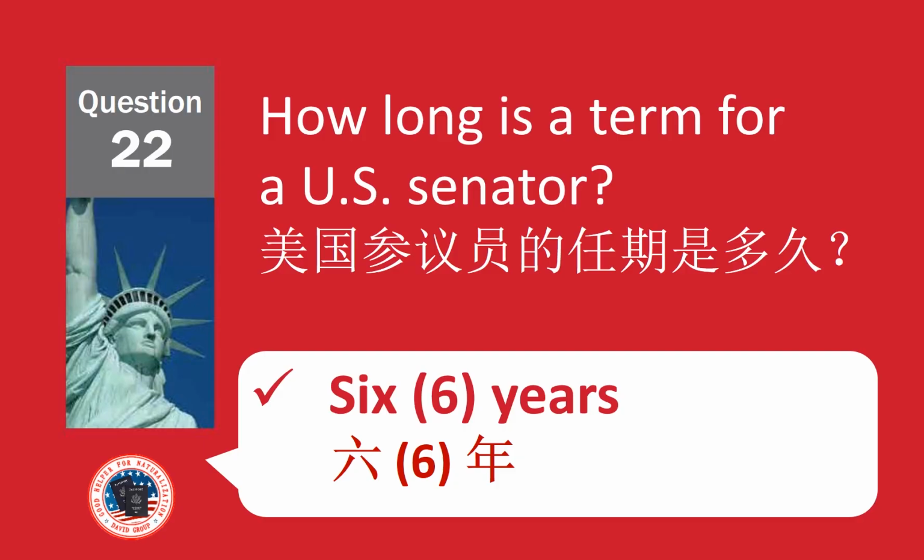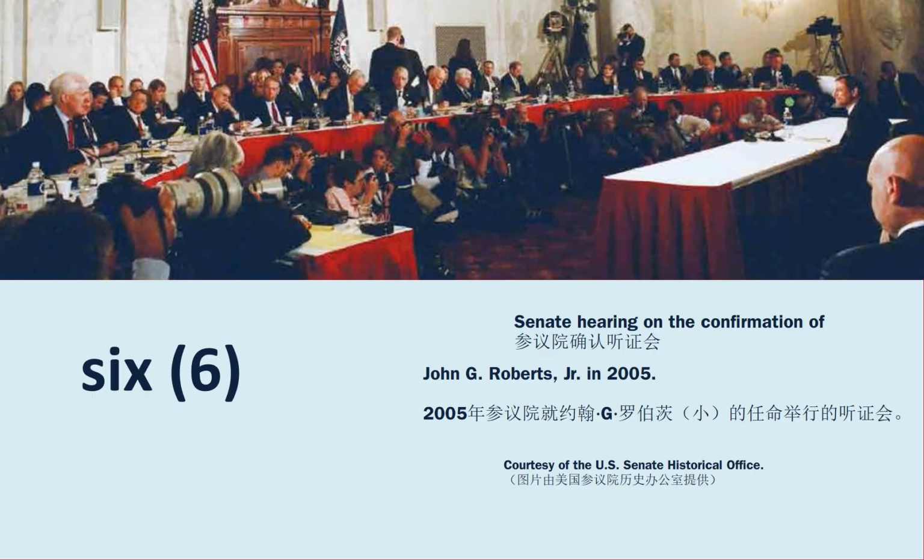How long is a term for a U.S. senator? 6 years. How long is a term for a U.S. senator? 6 years. How long is a term for a U.S. senator? 6 years.